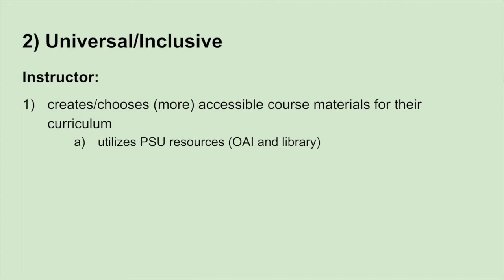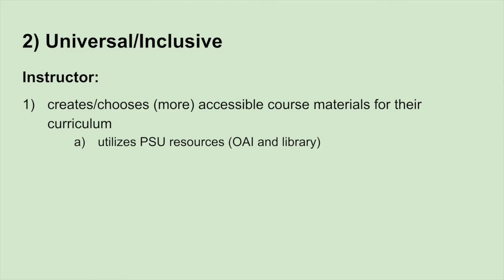The universal inclusive approach. This approach involves instructors preemptively making sure their course materials are accessible using resources that exist at PSU. It involves making sure the videos shown in class have captions, that your PowerPoints have enough color contrast, and that the readings you are posting on D2L for homework are screen reader accessible. We'll talk more specifically about these standards soon.